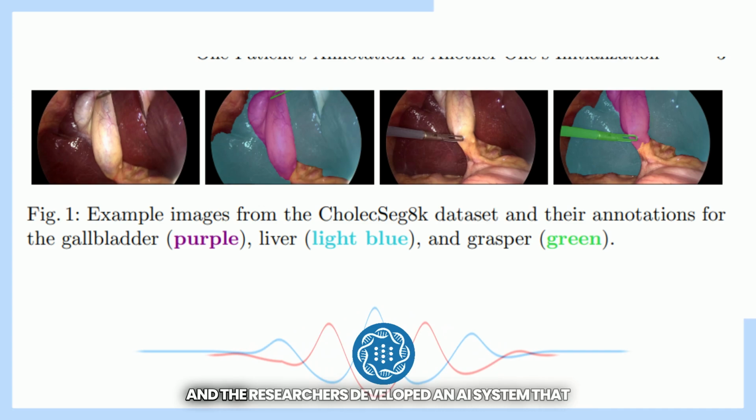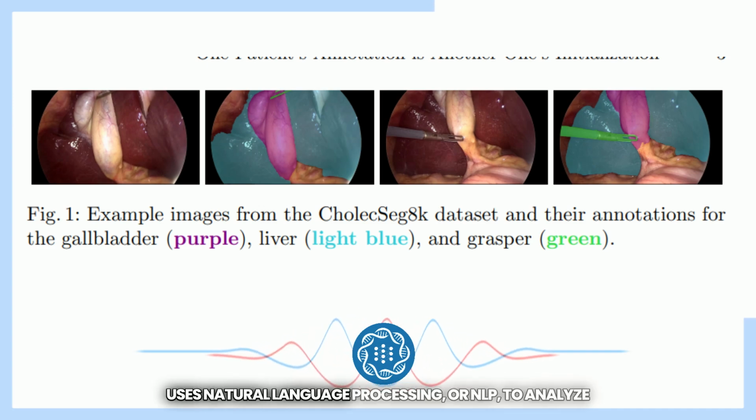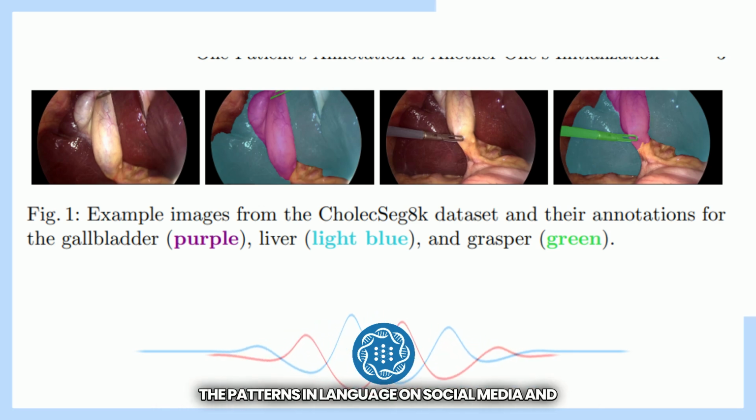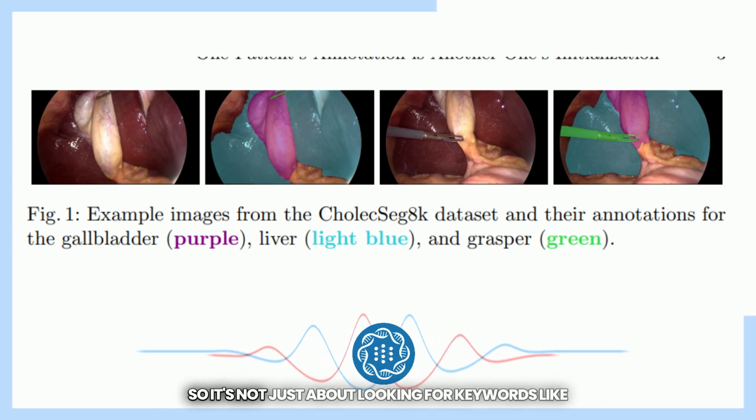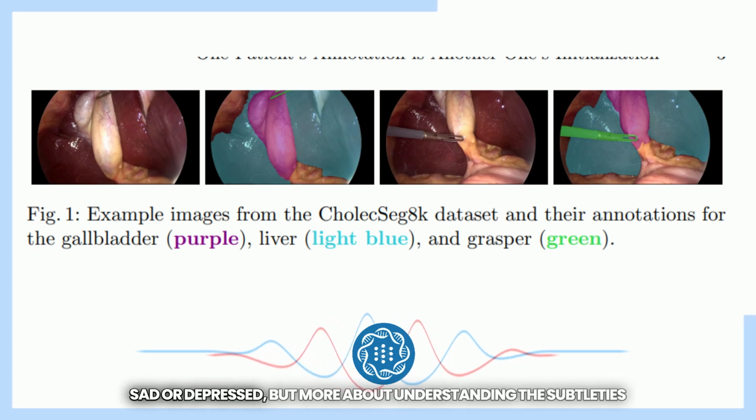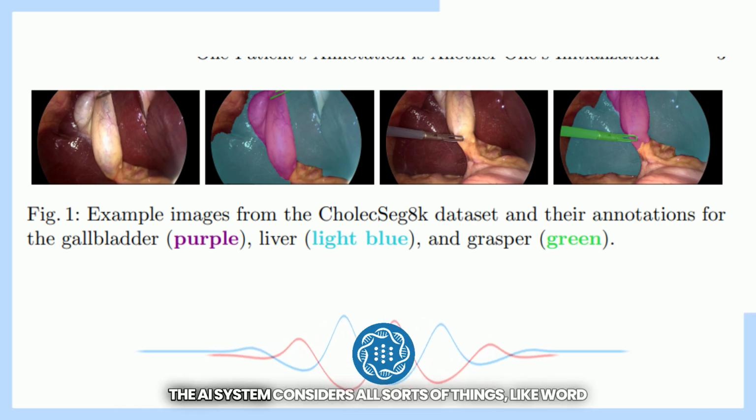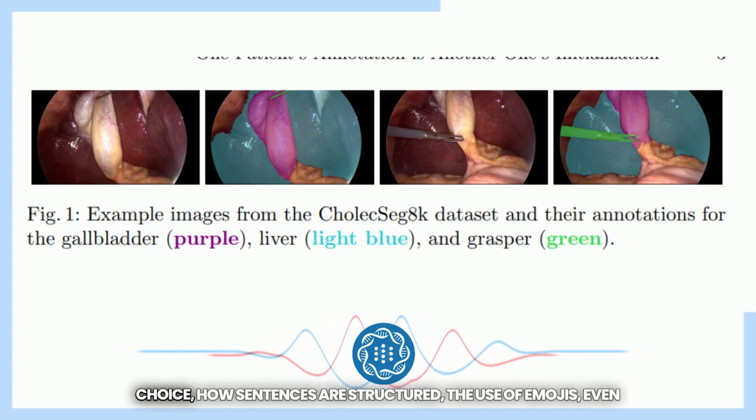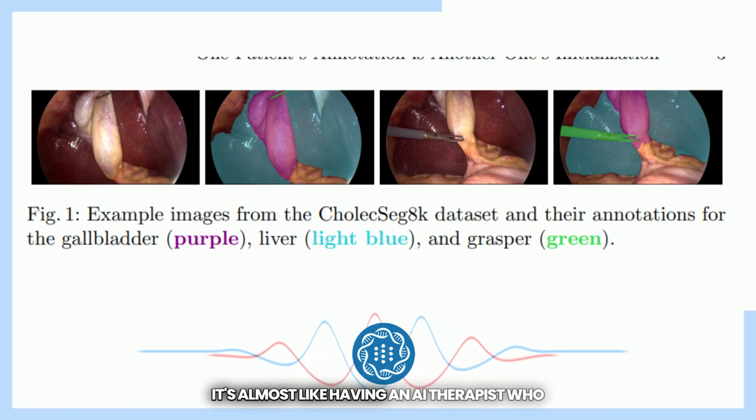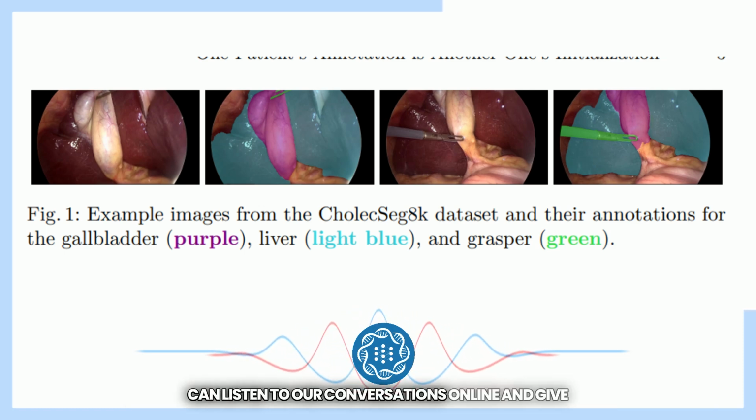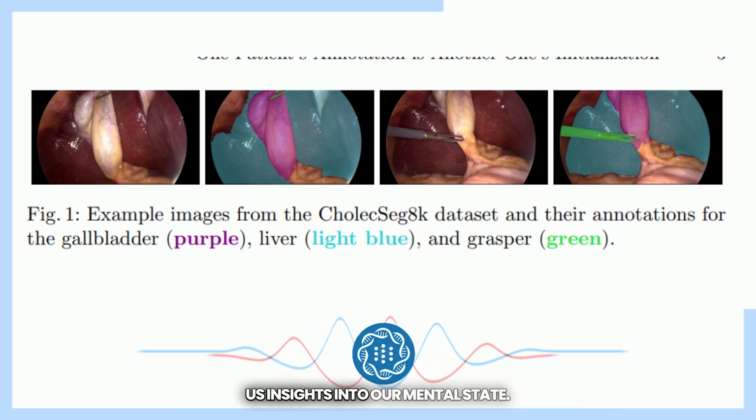You're right. And the researchers developed an AI system that uses natural language processing, or NLP, to analyze the patterns in language on social media and spot those red flags for depression. So it's not just about looking for keywords like sad or depressed, but more about understanding the subtleties of language and how people express emotions online. Exactly. The AI system considers all sorts of things like word choice, how sentences are structured, the use of emojis, even what time of day the post was made. It's almost like having an AI therapist who can listen to our conversations online and give us insights into our mental state.